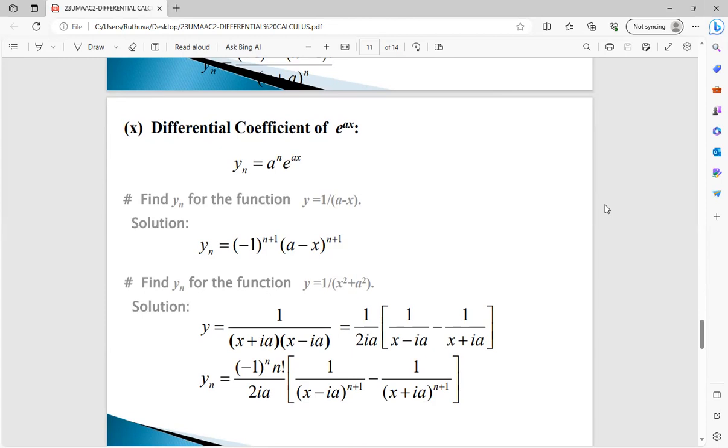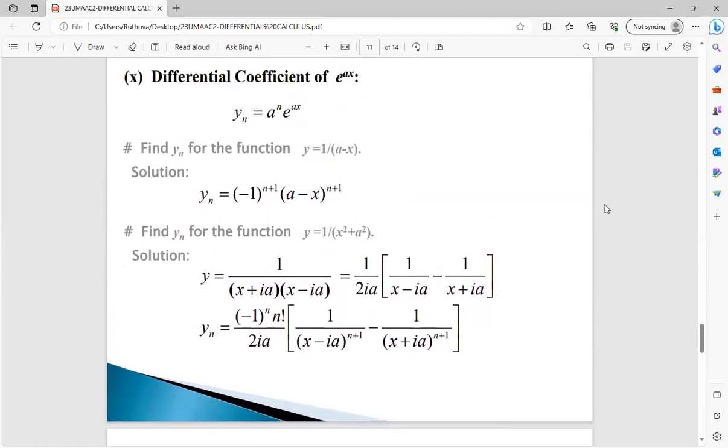Find y_n for the function y equals 1/(x^2+a^2). Here, the denominator is x^2+a^2. So we have to split into partial fractions. Before that, we check whether it is possible to split it into two factors: (x+ia)(x-ia). So splitting into partial fractions, we get 1/(2ia) [1/(x-ia) - 1/(x+ia)]. So using the above formulas, we get the answer. So these are the problems.